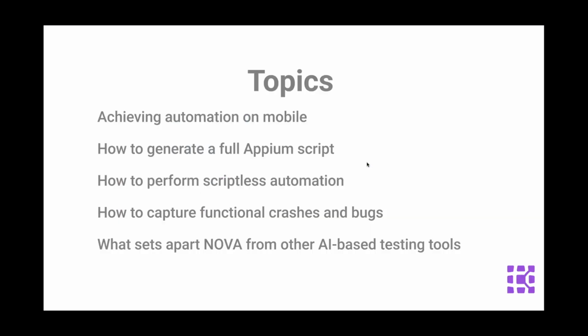We are going to cover a few topics that are of great interest in this mobile-driven world. The first is achieving automation on mobile and what makes it so hard. I'm going to hand over to Mark Mashburn, who is the Kobiton sales engineer, and he's going to demonstrate the next three topics: how to generate a full Appium script, how to perform scriptless automation within Kobiton, and then how to capture some of the functional issues automatically from Nova.